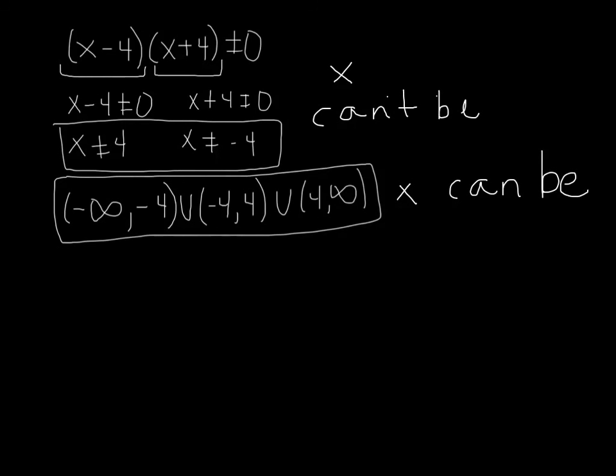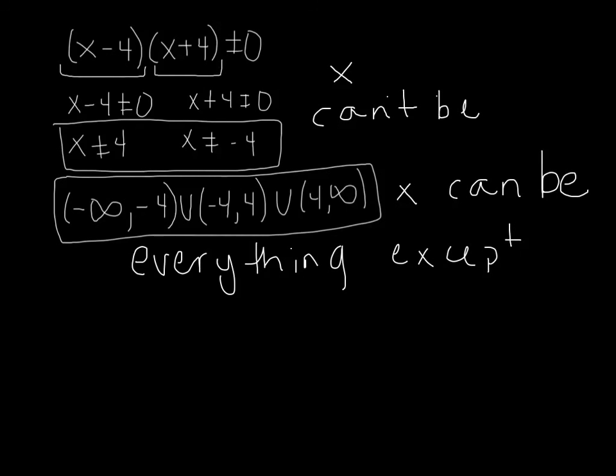So it's everything except negative 4 and 4. But this sort of can be confusing because that looks like, oh, that's the values that it is. No, that's what it isn't.